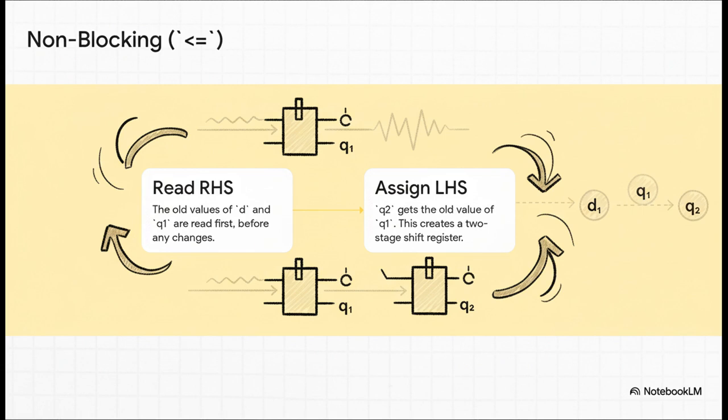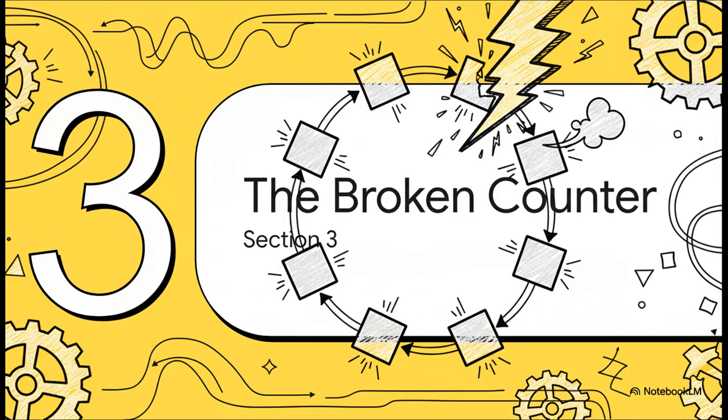What did we just make? A two-stage shift register, 2 flip-flops, a totally different circuit. See the difference? So we've seen the theory. We've seen a tiny example. Now let's put it to the test with a real circuit, where choosing the wrong operator doesn't just make a different circuit, it leads to a catastrophic failure. Welcome to the case of the broken ring counter.